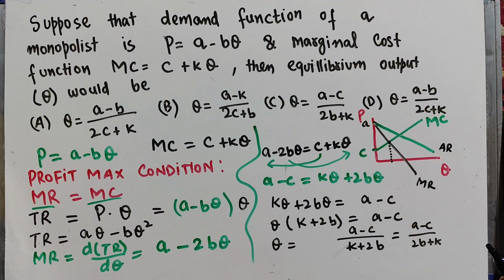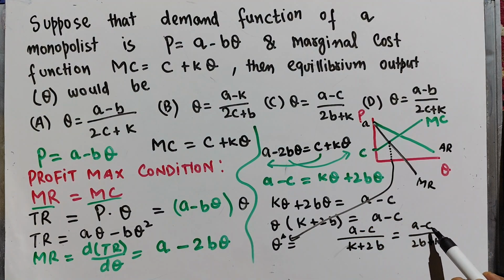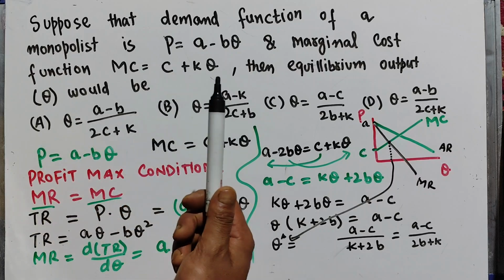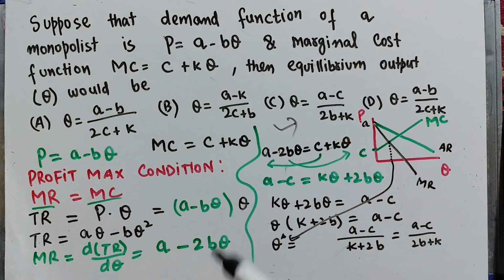So the correct option should be the equilibrium level of output, what we got here, which is equal to A minus C upon 2B plus K. It should be the third option, that is option C here. I hope I make myself clear in this video. Thank you.